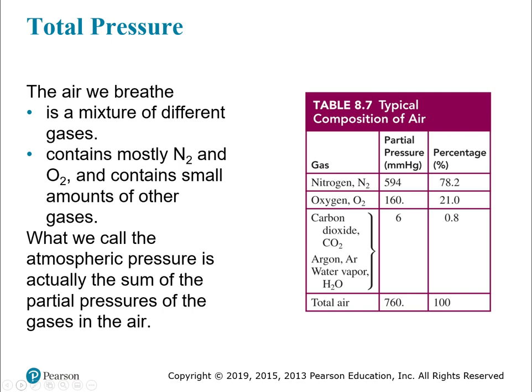The atmospheric pressure that we were talking about earlier in this chapter, that exerts a pressure on us, is the sum of all the partial pressures of the different gases in the air. This table gives you the typical composition of air. It gives you the partial pressures in millimeters of mercury, and then the percentage of the pressure that's attributed to each gas.